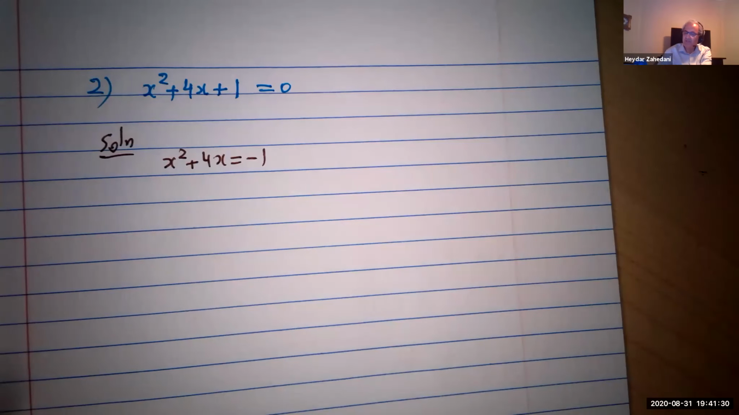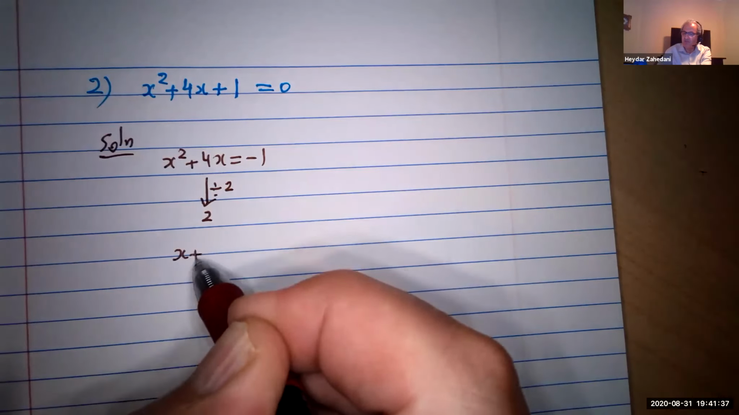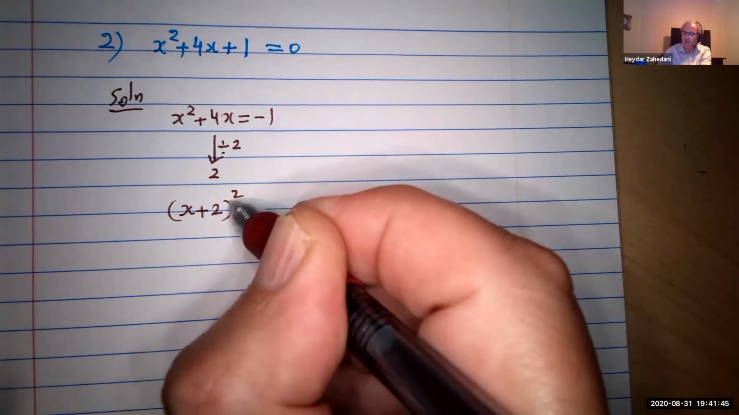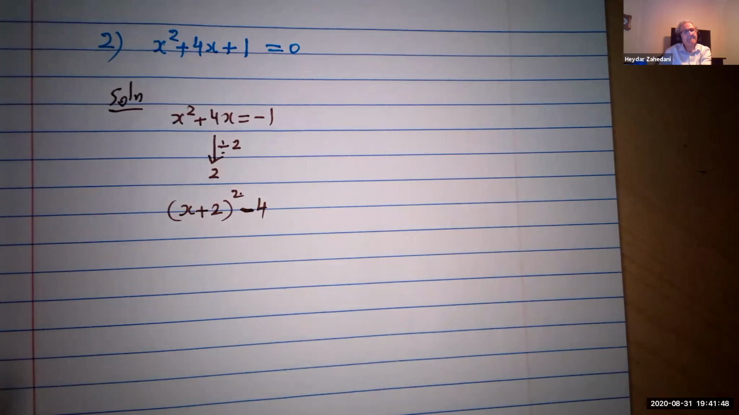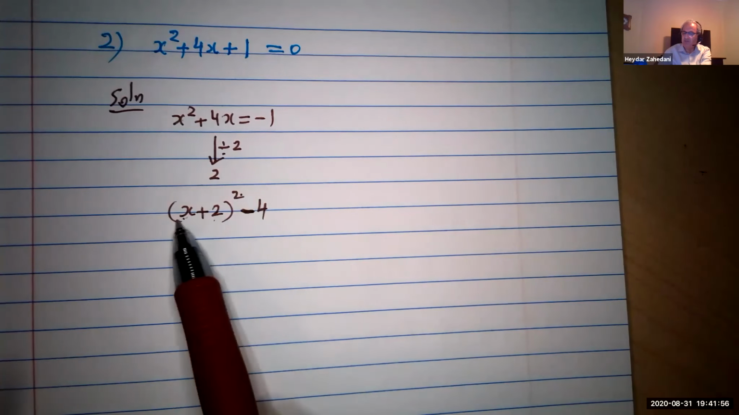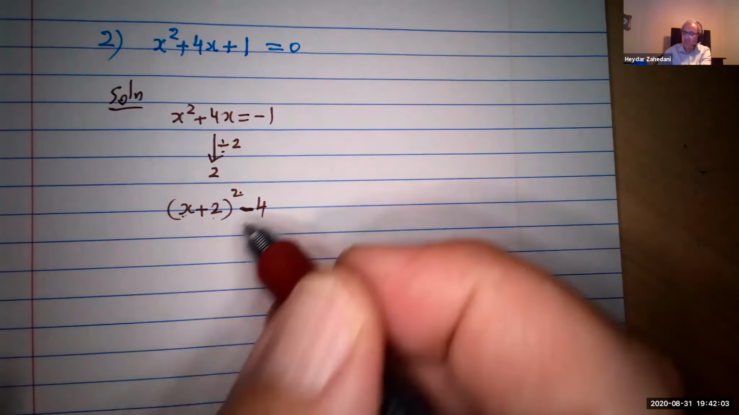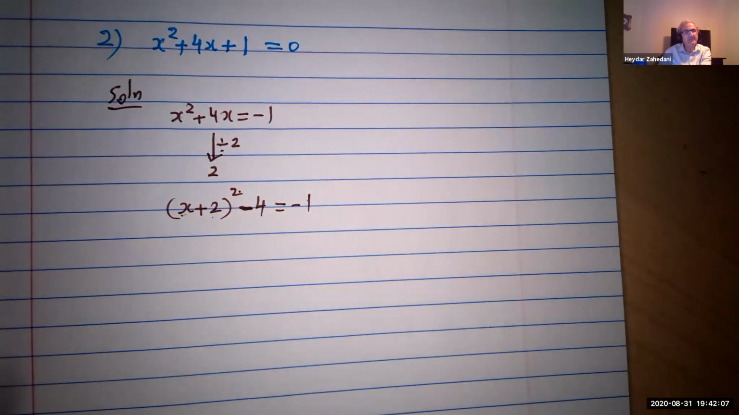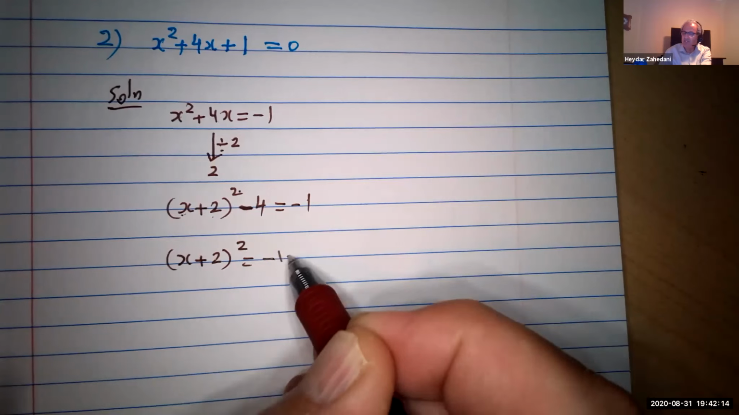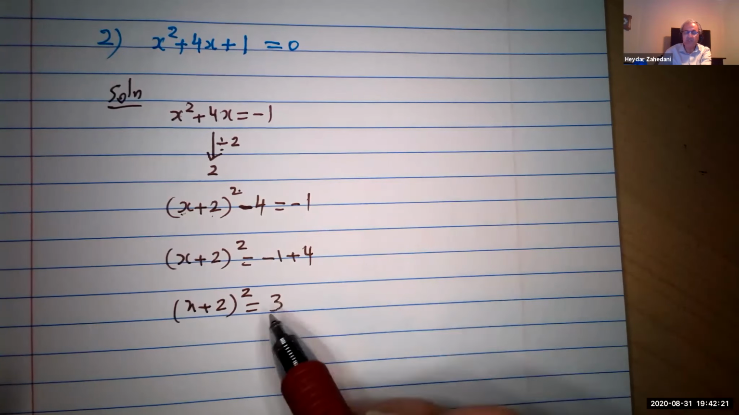That's step 1. Step 2, divide this coefficient by 2. So that gives you 2. So you have x plus 2 all squared. But remember, you have to pay for it. Minus whatever it is, 2 squared, 4. Because when you go back, x plus 2 squared would be x squared plus 4x plus 4. But you have to have a negative 4 to cancel it out, equal to negative 1. That's it. Move the 4 to the other side. x plus 2 all squared equal to negative 1 plus 4. So that gives x plus 2 all squared equal to 3.